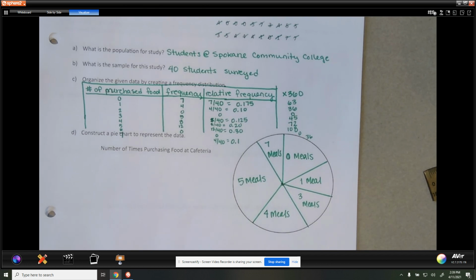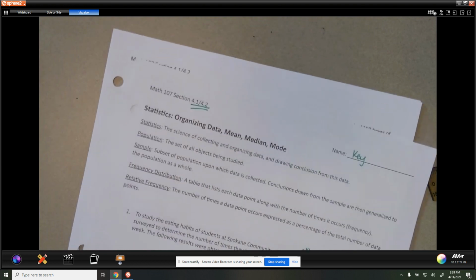Alrighty, so there is our beautiful little pie chart. And that's it. There you go. So then I'll flip over to the next page.